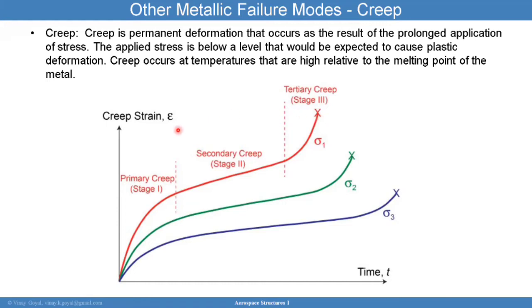And typically, you have 3 stages in the creep behavior. In the first stage, creep occurs to some level, but then it increases at a constant rate. At that point in time, the creep will accelerate, and we call that stage 3. And that stage 3 is when you have accelerated failure.